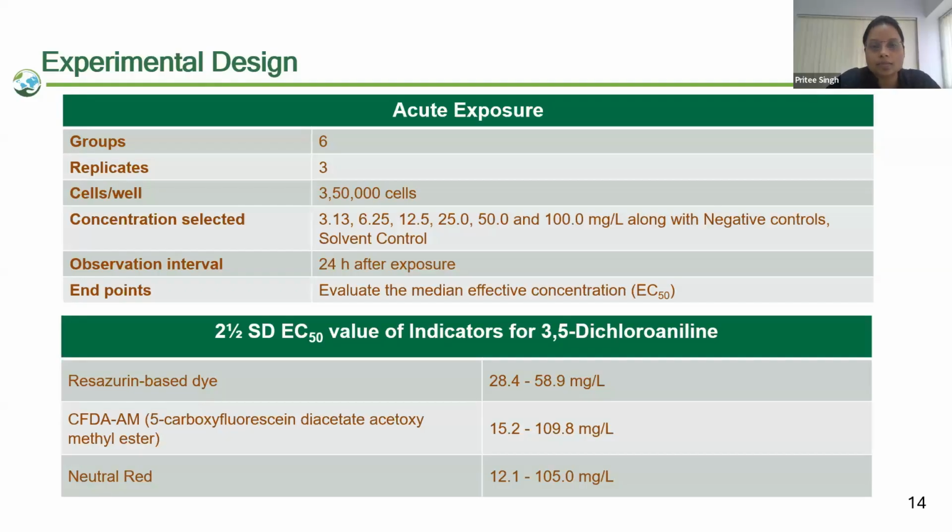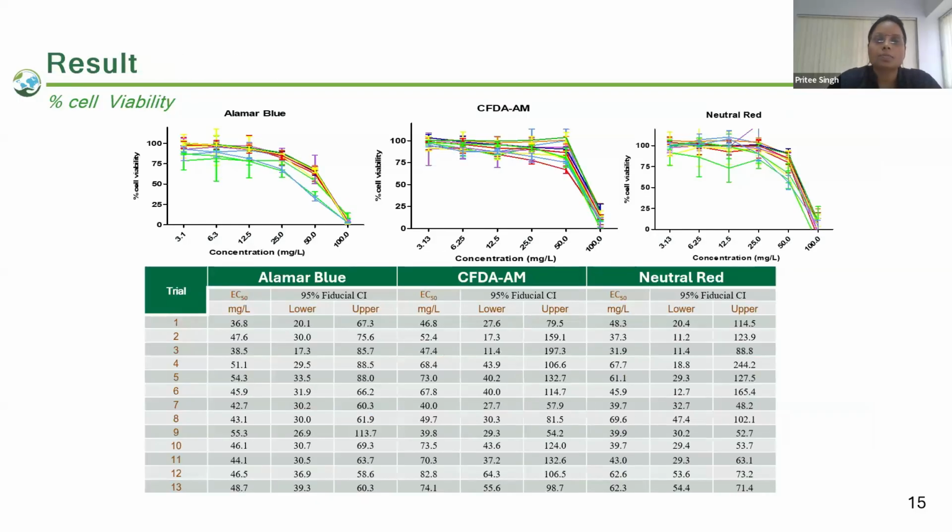Based on the dye, the EC50 value within 2.5 standard deviations is given in the guideline. For percent cell viability, we did 21 trials at GRF with different passages, and out of 21, in 13 we got the data or result as per the guideline. For different time points, this was the data which we obtained.